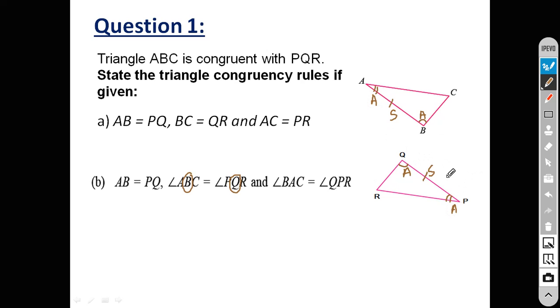So if you see clearly, okay, what is this rule? There is the rule of ASA: angle, side, angle, or ASA rule.